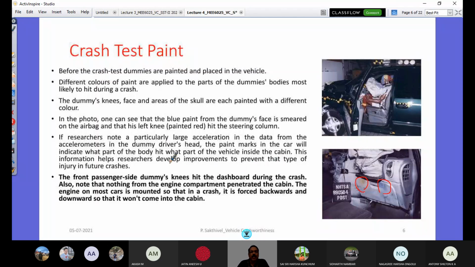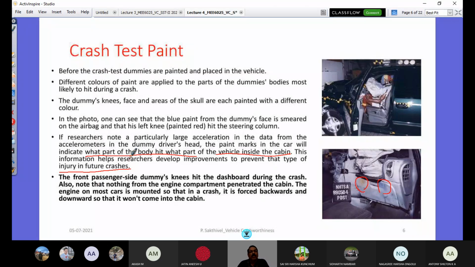If the researchers note a particularly large acceleration in the data from the accelerometers in the dummy driver's head, the paint marks in the car will indicate what part of the body hit what part of the vehicle inside the cabin. This information helps researchers to develop improvements to prevent that type of injury in future crashes.